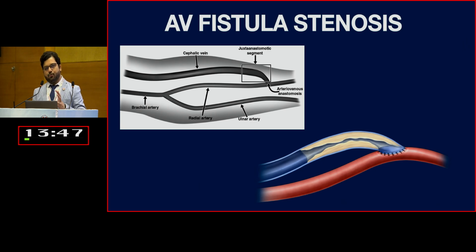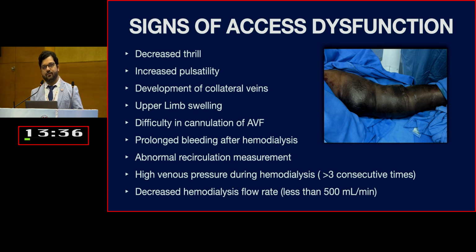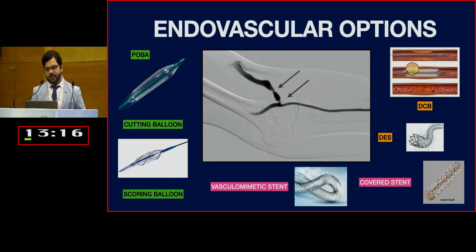The most common site of an AV fistula stenosis is juxta-anastomotic, because that is the area where the flow is most turbulent. So these are the signs of AV access dysfunction, as we have seen in previous presentations: a decreased thrill, increased pulsatility, development of collateral veins, upper limb swelling, difficulty in cannulation, prolonged bleeding, abnormal recirculation, low flow in the fistula. All these should lead us to suspect that there is a problem with the AV fistula.